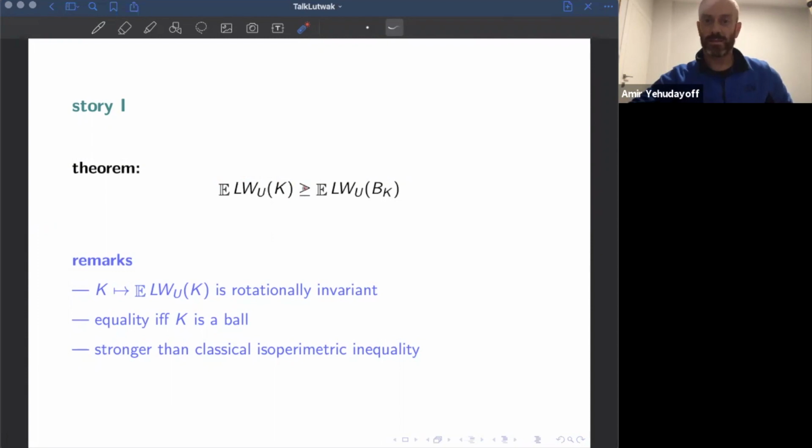Another thing is that this inequality is an equality just when K is a Euclidean ball. This is the only case of equality for convex sets. And the third statement, which is maybe most interesting, is that this inequality is strictly stronger than the classical isoperimetric inequality, which says that the body with minimum surface area is a ball. It's not obvious from the way I wrote it, but it is true, and the second story will explain why.